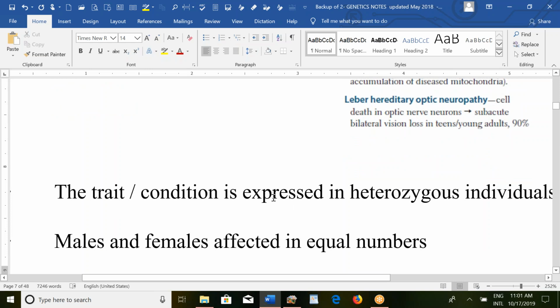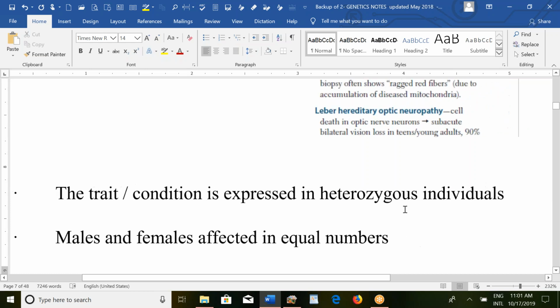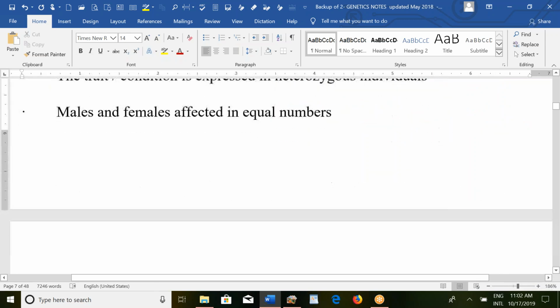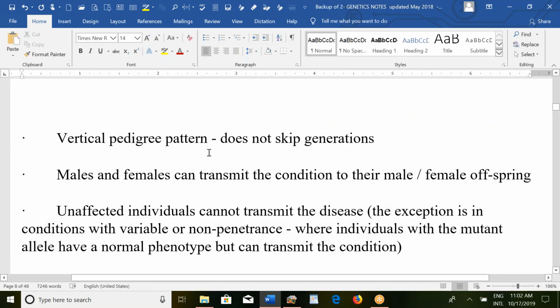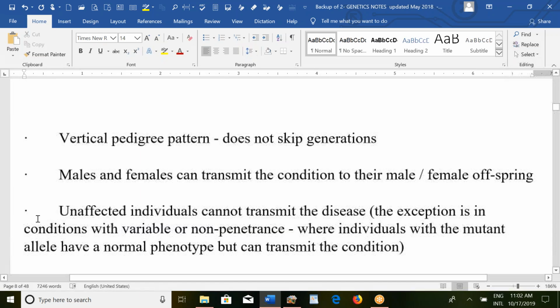Going back to autosomal dominant conditions, this trait or condition is expressed in heterozygous individuals. Males and females are affected in equal numbers. There is a vertical pedigree pattern, and it doesn't skip generations. Males and females can transmit the condition to their male and female offspring. Unaffected individuals cannot transmit the disease. The exception is in conditions with variable or non-penetrance, where individuals with the mutant allele have a normal phenotype but they can transmit the condition. They are normal but they can transmit it.